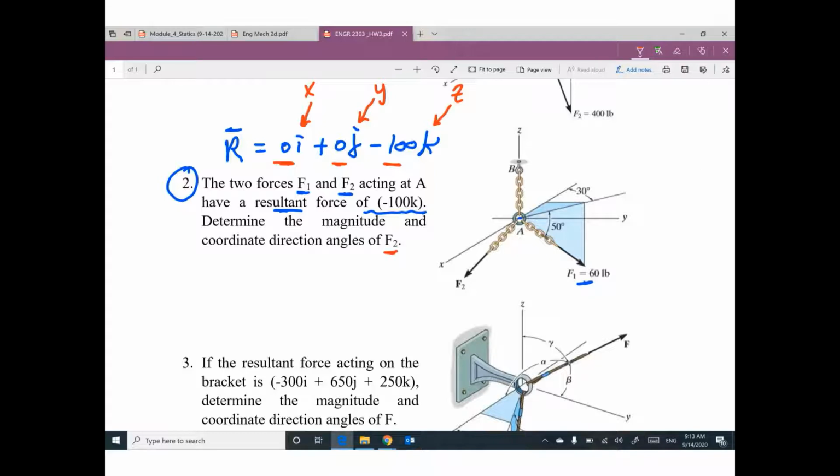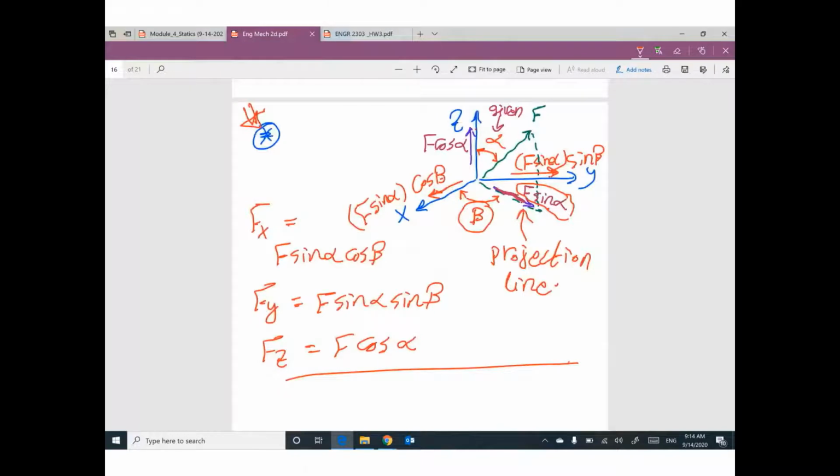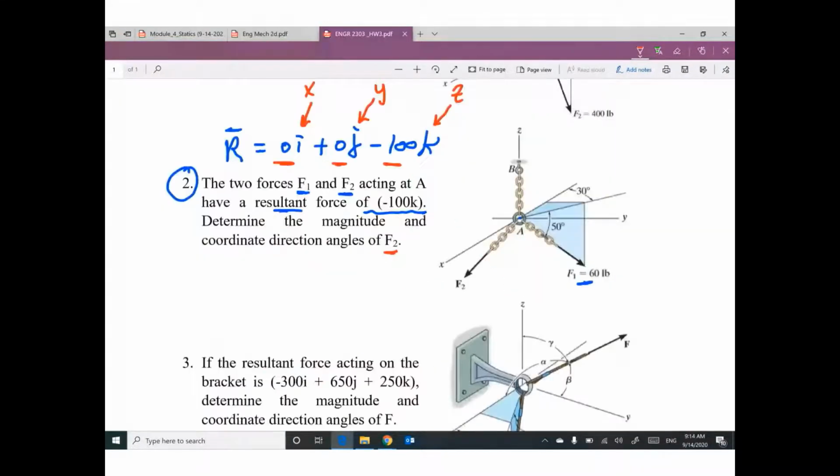So we learned when we start this course, first step, we have to break each force. Okay, let's start with F1. I believe F1 looks like the third situation, this one. So we have here projection line, and we have here Z-axis, which is negative. So first step, we need to break this force between Z-axis and projection line.